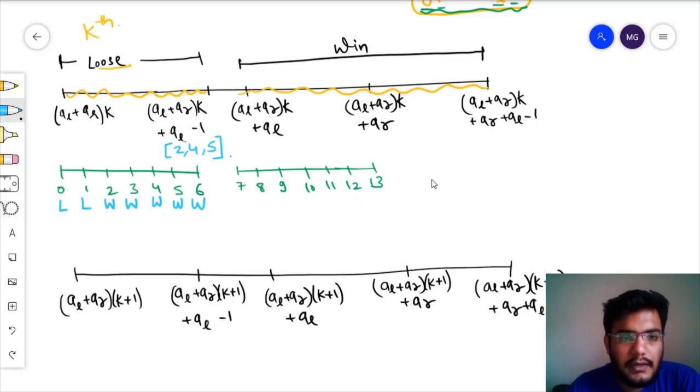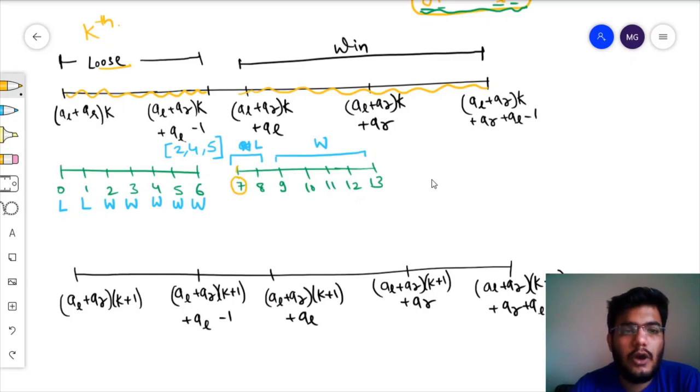And we need to prove that 7 and 8 correspond to losing states, and 9 to 13 correspond to winning states. In order to prove that this state corresponds to a losing state, we need to prove that after applying all sorts of operations which we can, the remaining number of objects will be a winning state only. So we will be proving that after we apply either 2, 4 or 5 objects, let's see what we can have.